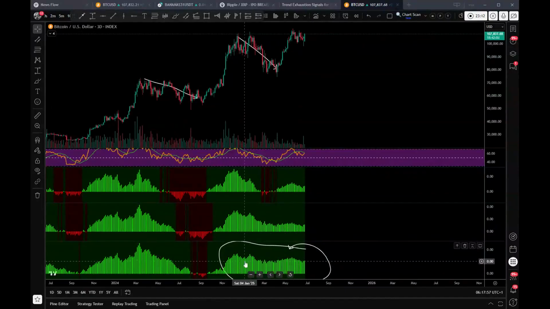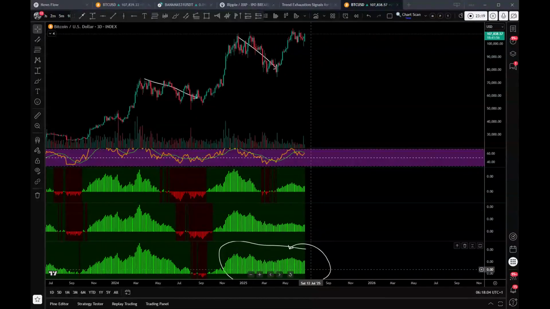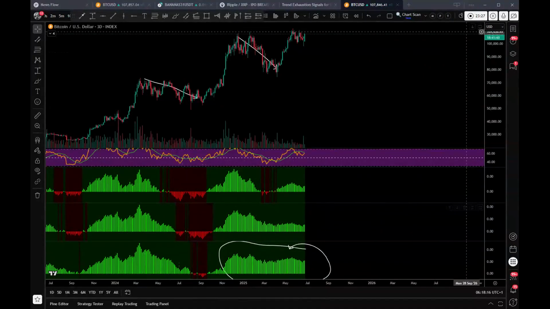This is very important, that this is still thick and strong. It doesn't mean that we can't go through a choppy phase or whatever, but the market is suggesting that it's not ready to die just yet. When read correctly, this is one of the most powerful tools I've ever seen.